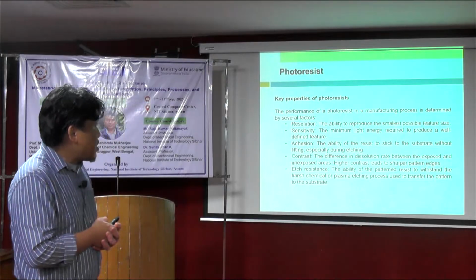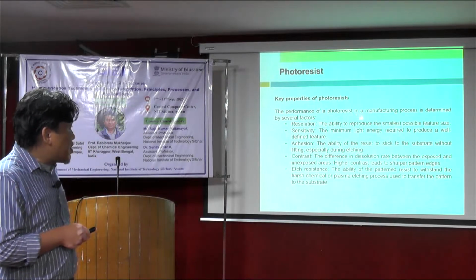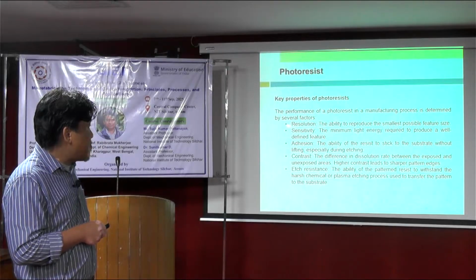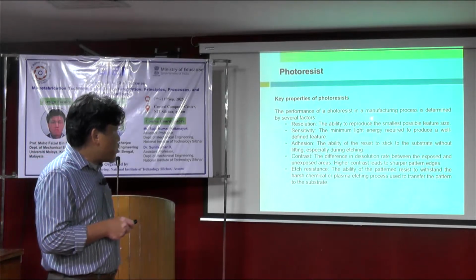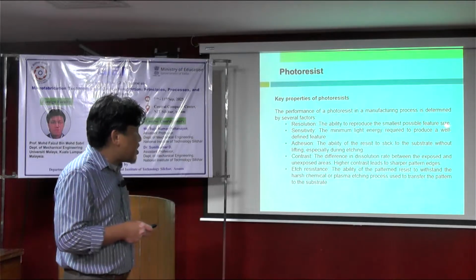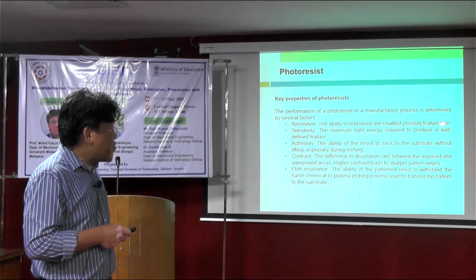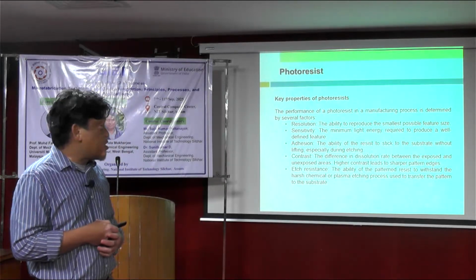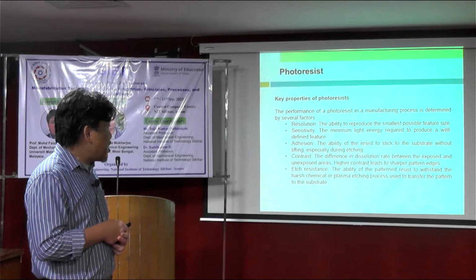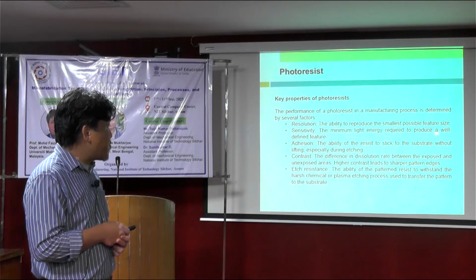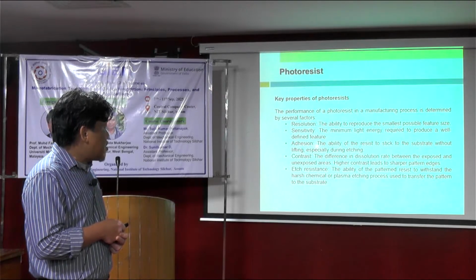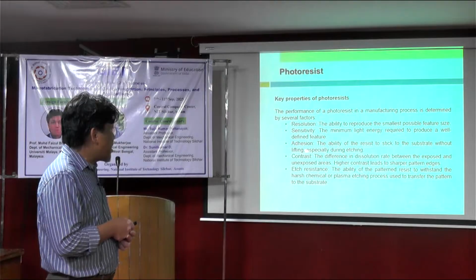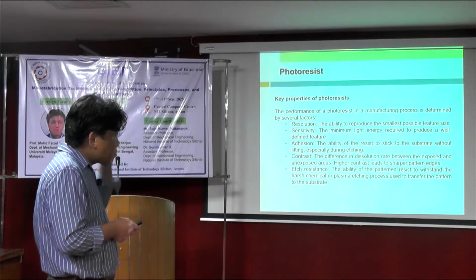So, key properties of photoresist. The performance of photoresist in a manufacturing process is determined by several factors. One is resolution, the ability to produce the smallest possible feature size. So the resolution will be determined by the type of photoresist. Sensitivity is the minimum light energy required to produce well-defined features. And adhesion is the ability of the resist to stick to the substrate without lifting, especially during etching.